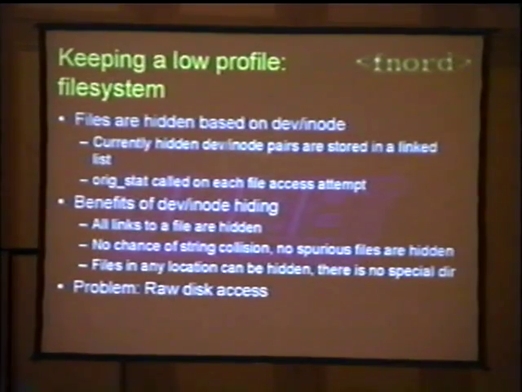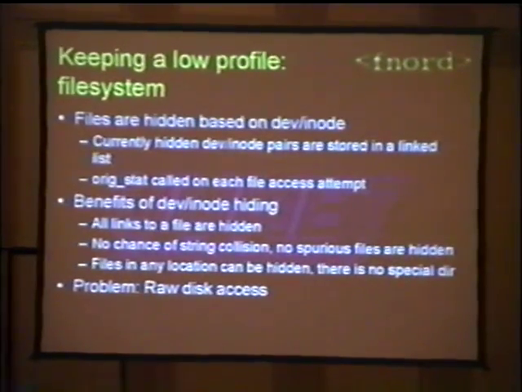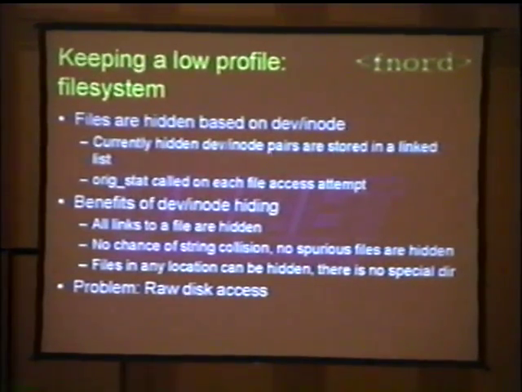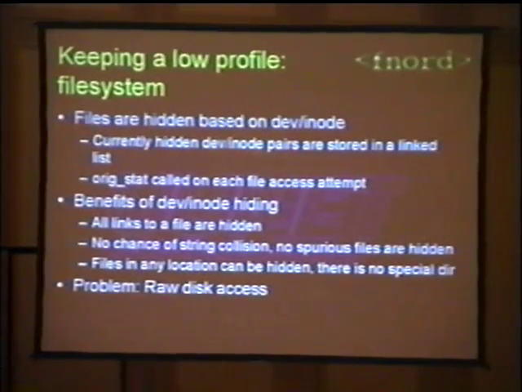So what we do is origstat is called on each file access attempt, which is the original stat call, and it derives the dev inode pair from there, and from that determines whether or not there's a linked list that stores all the currently hidden files, and it stores their dev inode pairs. And so it compares the dev inode pairs. If it matches, that file's supposed to be hidden, and if the process is not leet, it shouldn't see it.